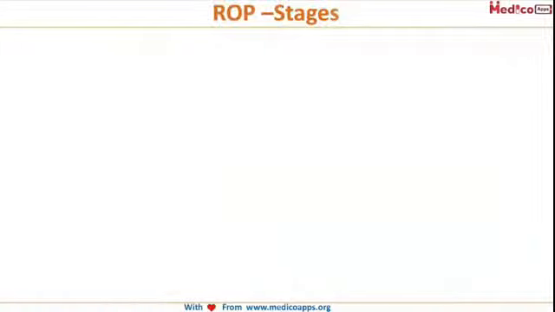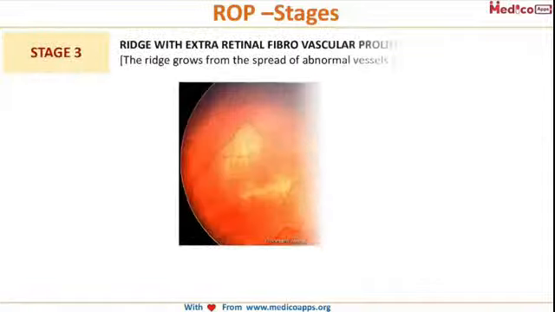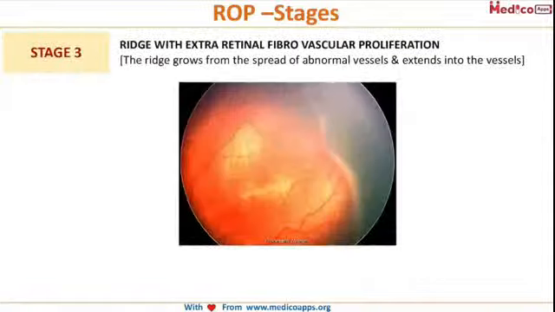And this is followed by extraretinal fibrovascular proliferation. That is stage 3. That is, the ridge grows from the spread of abnormal vessels and extends into the vitreous. And you can see in this picture that the fundus is highly vascularized. You can see so many new blood vessels all over here. That is about stage 3.